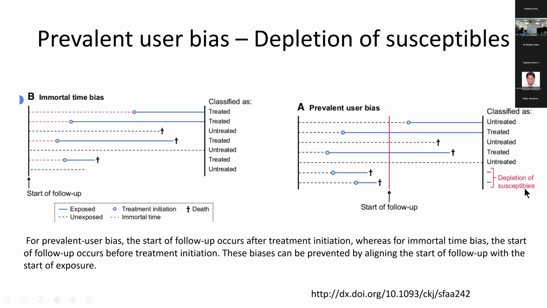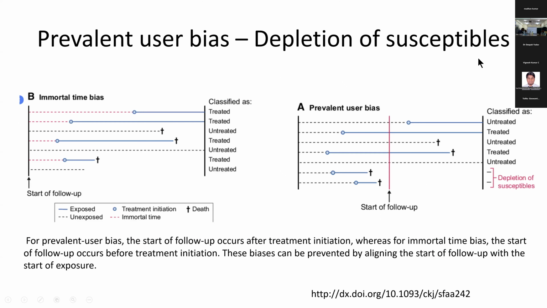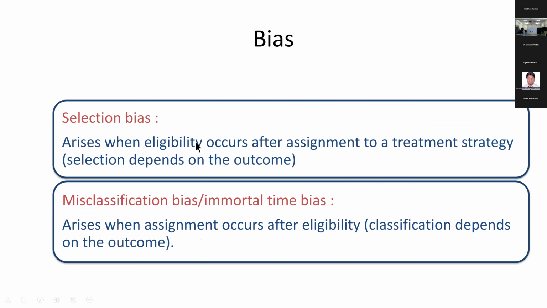This is called depletion of susceptibles, or prevalent user bias. And this has just happened because your start of follow-up is after the treatment initiation. So this is also called selection bias. The other is also called misclassification bias. Selection bias happens when the eligibility occurs after assignment to a treatment strategy. Misclassification or immortal time bias occurs when the assignment occurs after eligibility.